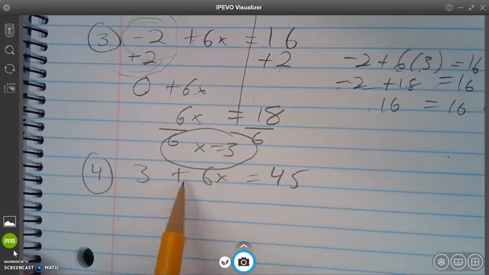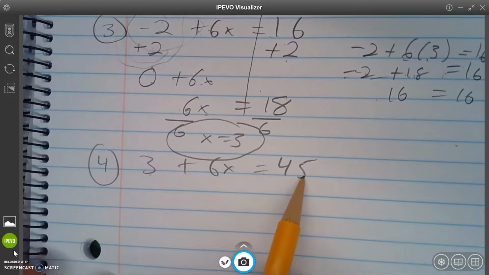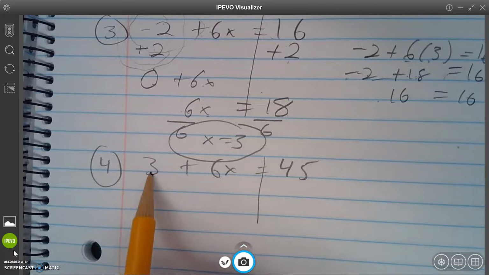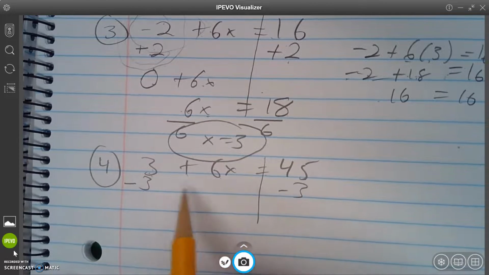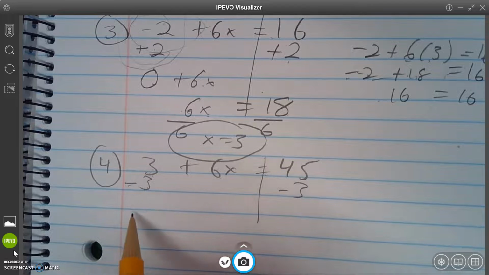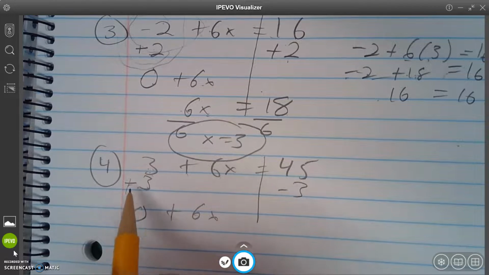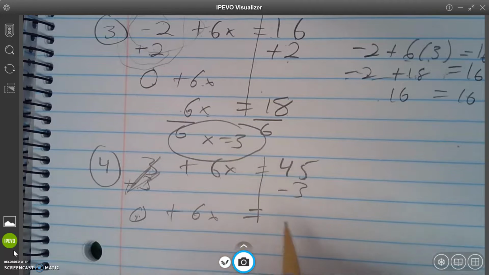All right, last one. Your turn. 3 plus 6x equals 45. Go ahead and try and solve it on your own. Ready, set, go. All right. Opposite of positive 3 is negative 3. Because 3 minus 3 is 0. If I put plus 3, 3 plus 3 is 6. I don't want 6 here. I want 0 here because I can get rid of this.